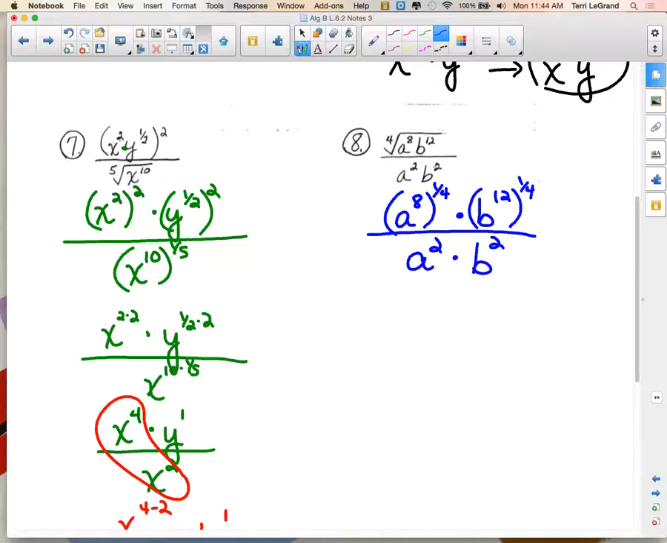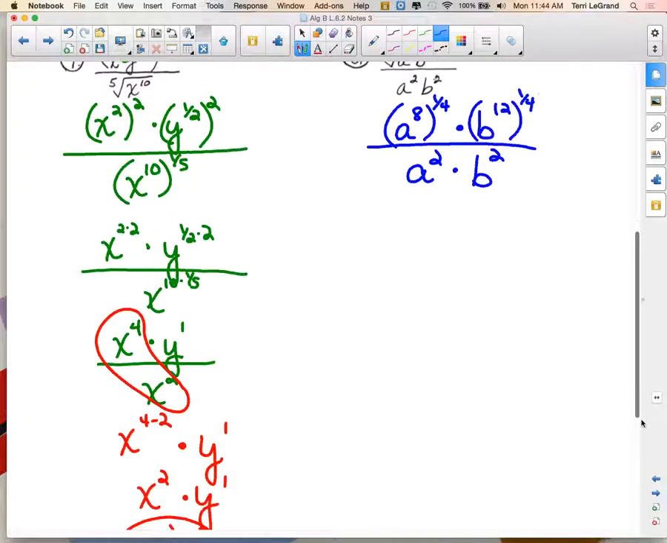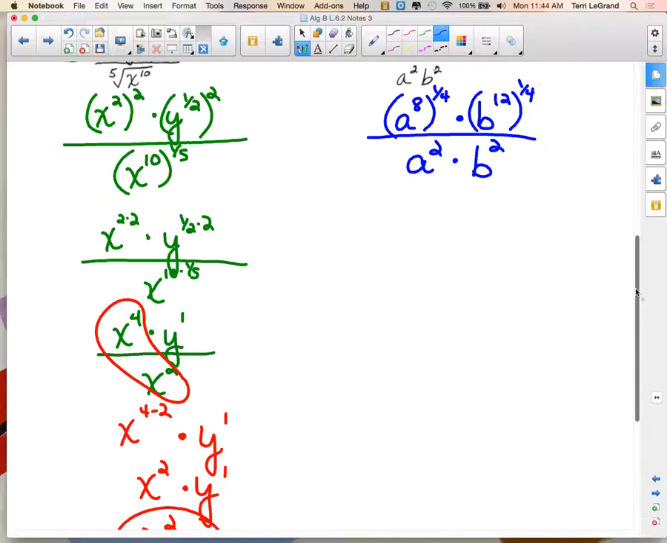Okay. So now we say, I have a power to a power and another power to a power upstairs. So I'm going to do a to the 8 times 1/4 power times b to the 12 times 1/4 power. And these guys downstairs are just happy to be left alone. Power to a power, we multiply.